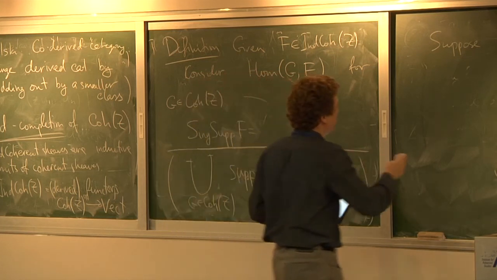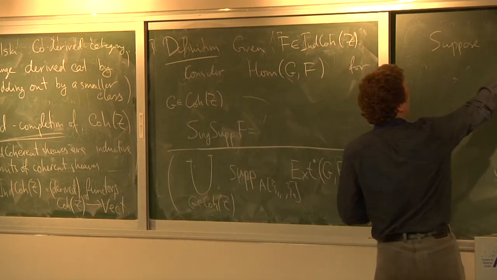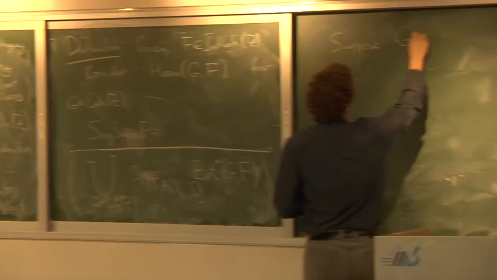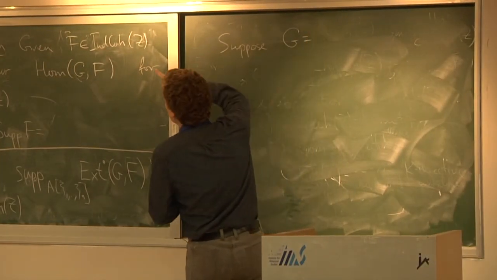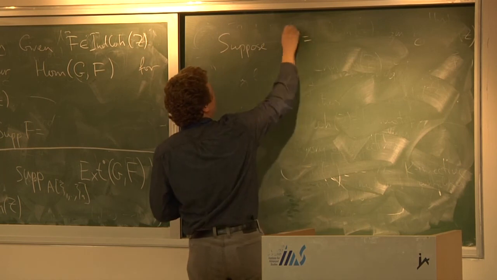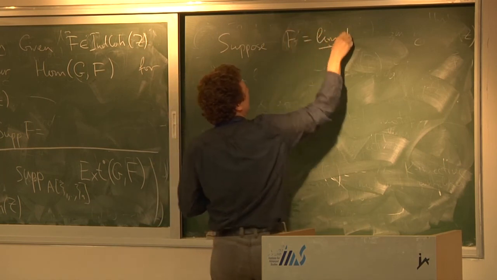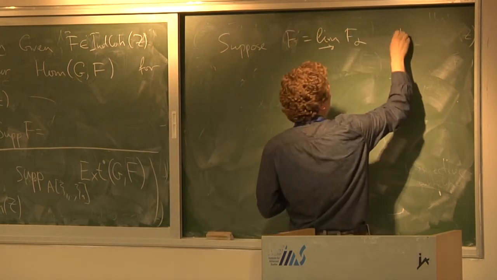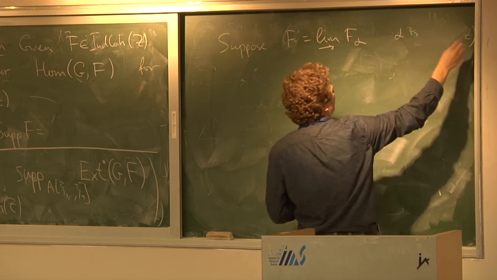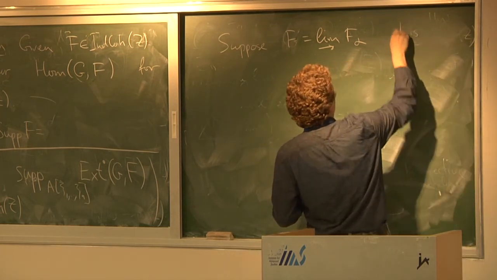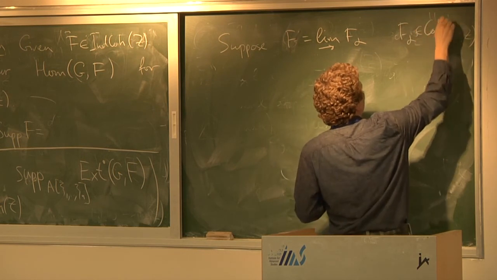But let me, I guess this will be the last thing I say. So let's suppose that this F is written as a limit of F_alpha, where F_alpha is a coherent sheaf.